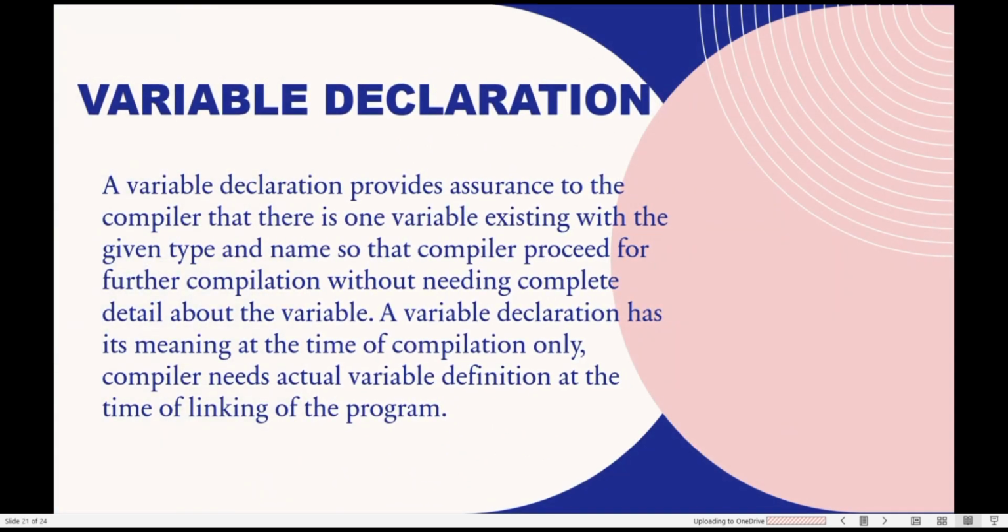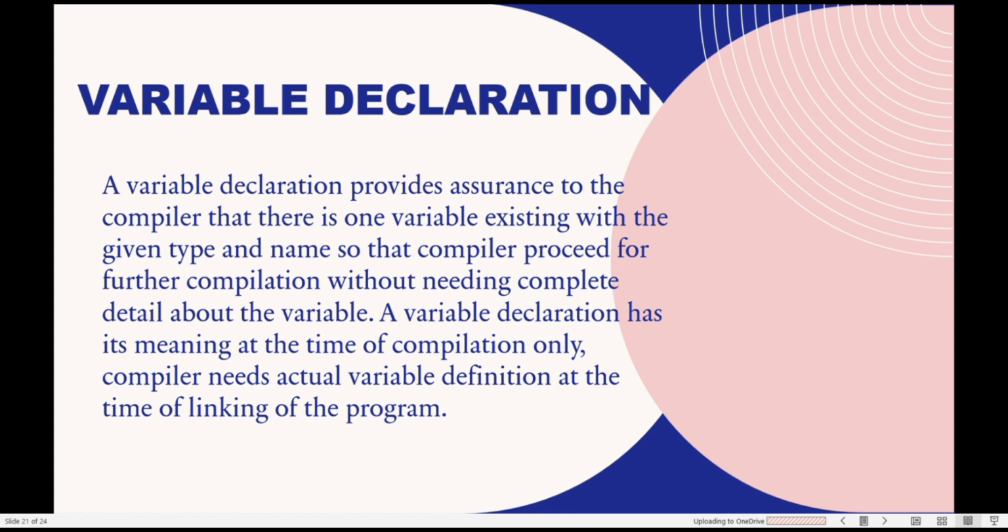Variable declaration. A variable declaration provides assurance to the compiler that there is one variable existing with the given type and name so that the compiler can proceed with further compilation without needing complete detail about the variable. A variable declaration has its meaning at the time of compilation only. The compiler needs the actual variable definition at the time of linking of the program.